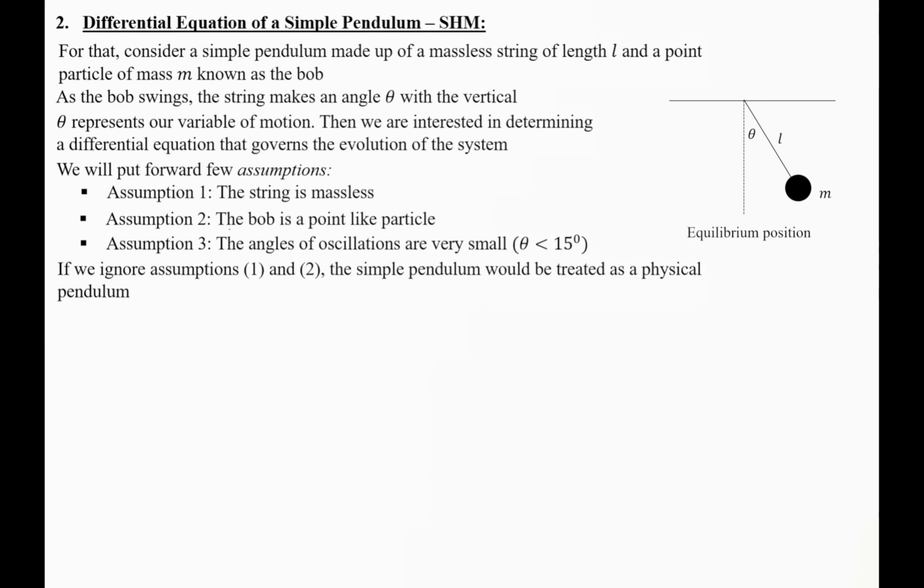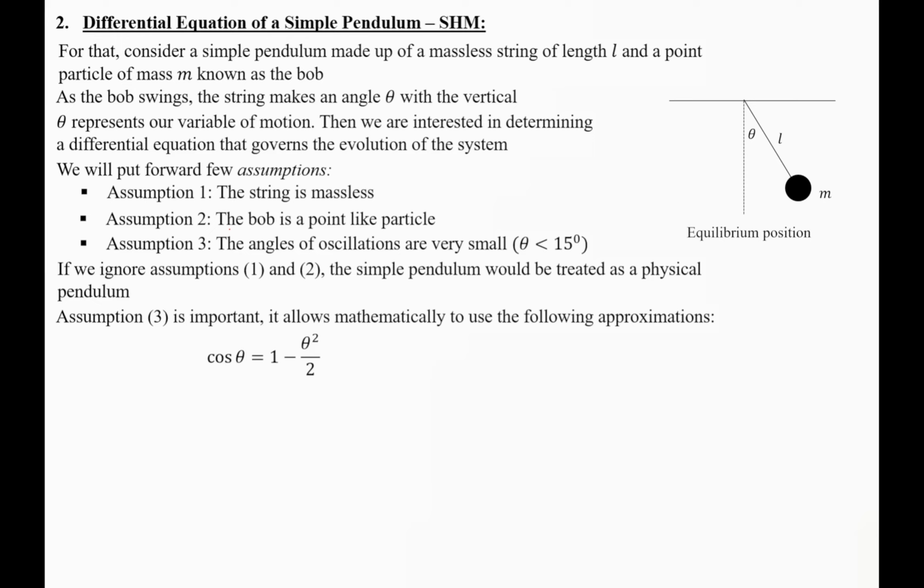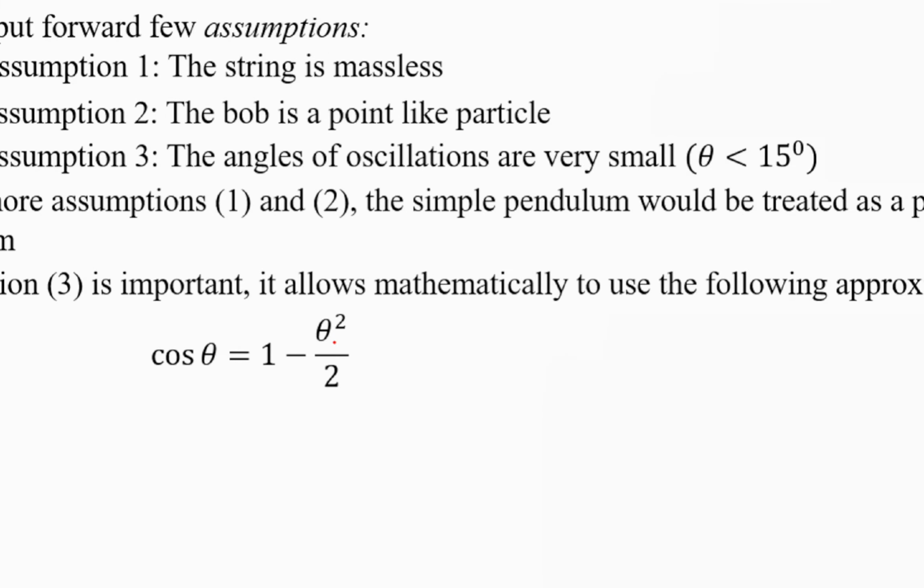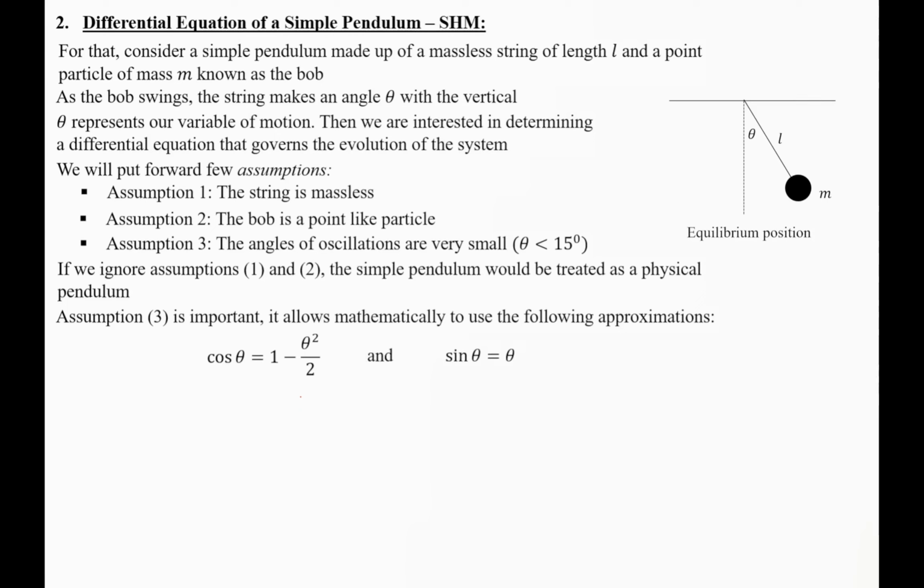If we ignore assumptions 1 and 2, the simple pendulum would be treated as a physical pendulum, which we will visit in class 8. Assumption 3 is important. Why? It allows us mathematically to use the following approximations. Cosine theta would be approximated as 1 minus theta squared over 2, and sine theta would be approximated as theta.